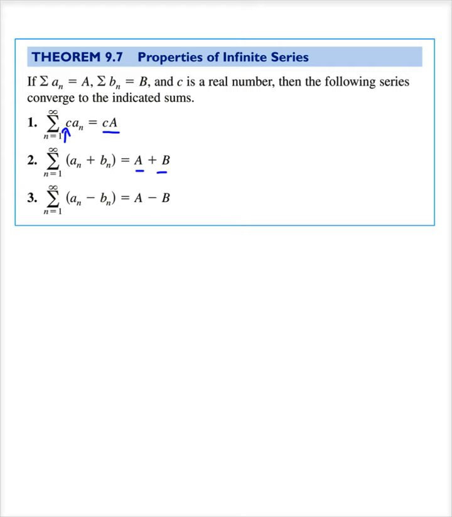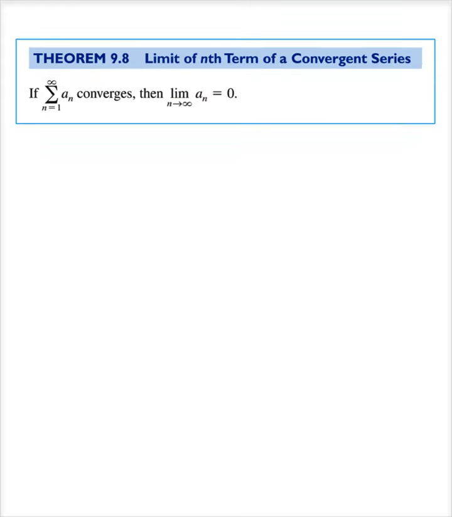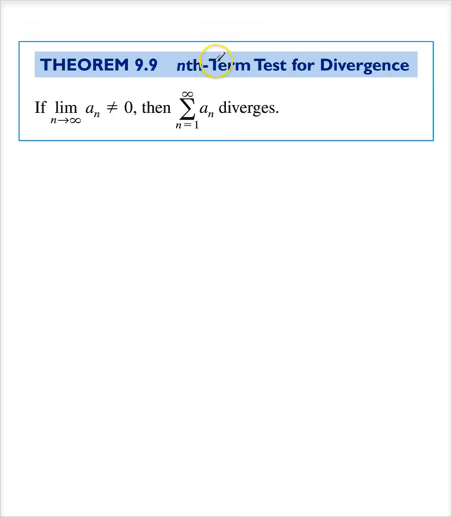Similarly, if I subtract. Now, we can use the nth term test for convergence. If the sum as n goes from 1 to infinity of a sub n converges, then the limit must equal 0. However, I want to point out that the converse is not true. Just because the limit goes to 0 does not mean the sum converges. We tend to use this for the divergence test. If the nth term does not go to 0, then the sum diverges, which kind of makes sense. If you're always adding 1, then that sum can never converge.